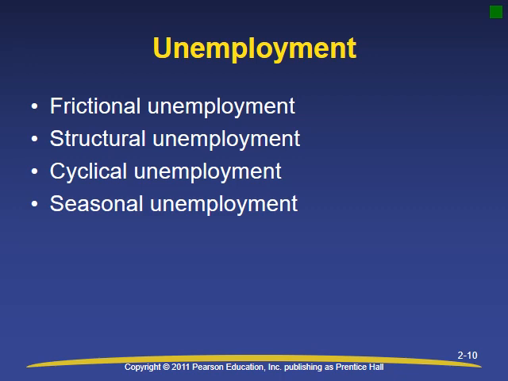Structural unemployment results from mismatch between worker skills and current needs of employers. Structural unemployment is a never-ending concern as changes in the external environments of businesses make some skills obsolete and create new demand for new skills. Cyclical unemployment is caused by the economic fluctuations we just described previously.